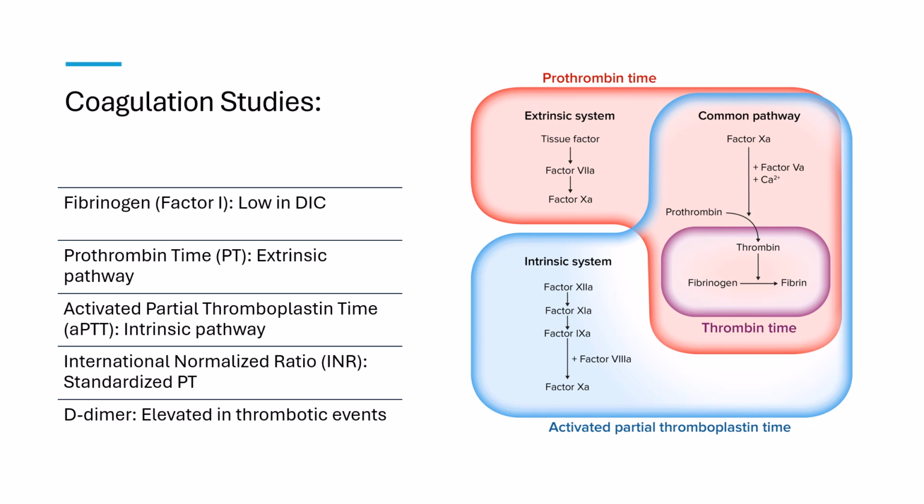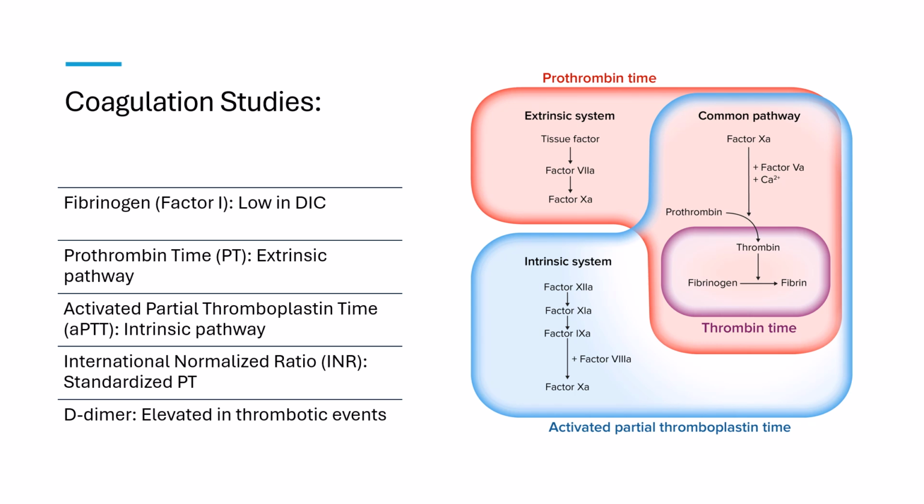Coagulation studies are important to understand for the exam. Fibrinogen, or factor 1, is typically low in disseminated intravascular coagulation. Prothrombin time measures the extrinsic pathway, while activated partial thromboplastin time evaluates the intrinsic pathway. International Normalized Ratio is a standardized way to report PT. D-dimer is elevated in thrombotic events.